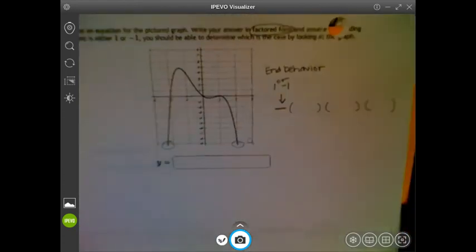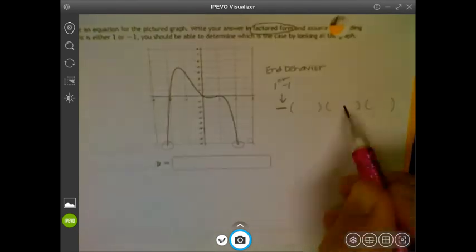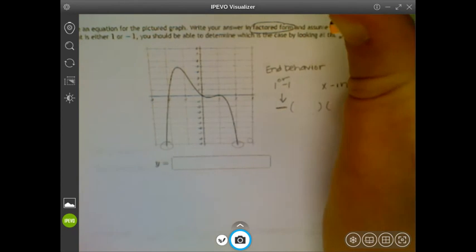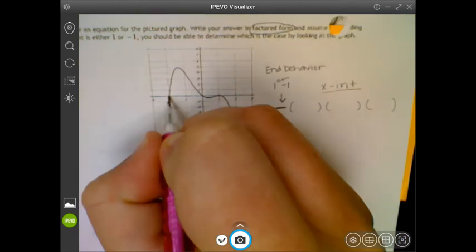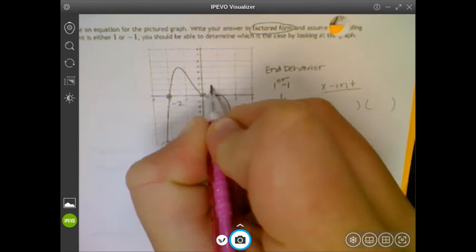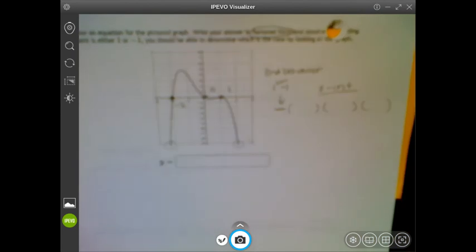All right, so we know the negative because the two ends go down. How do we figure out the factors? Well, the factors come from the x-intercepts, right? So where does it cross the x-axis? It crosses at negative 2. It crosses at 0. And it also crosses right there at 1.